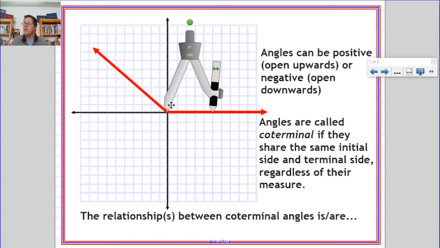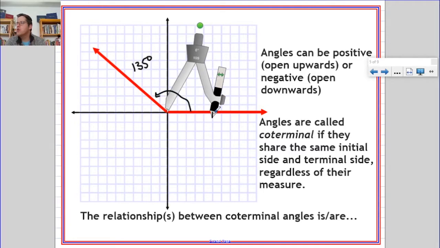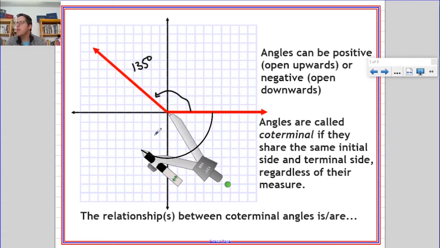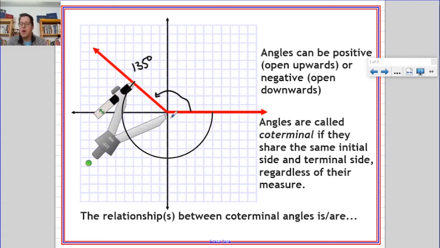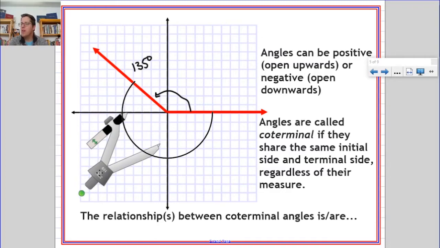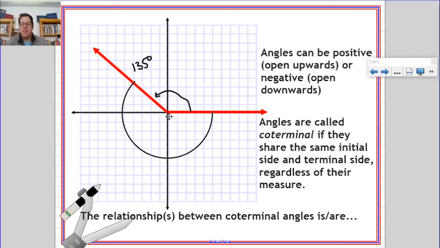So take, for example, this angle that I have drawn here. Let's say, just to make things easy, that this is a 135 degree angle. That would be this angle. But I could draw an angle in the opposite direction, and in that case, my angle would be negative. Angles that open downwards are negative.